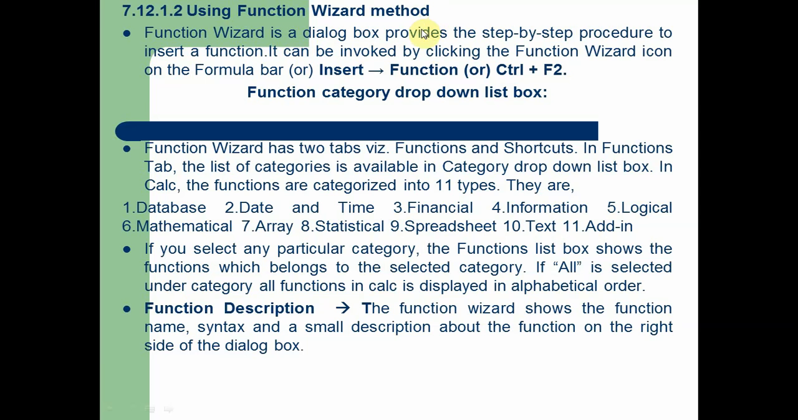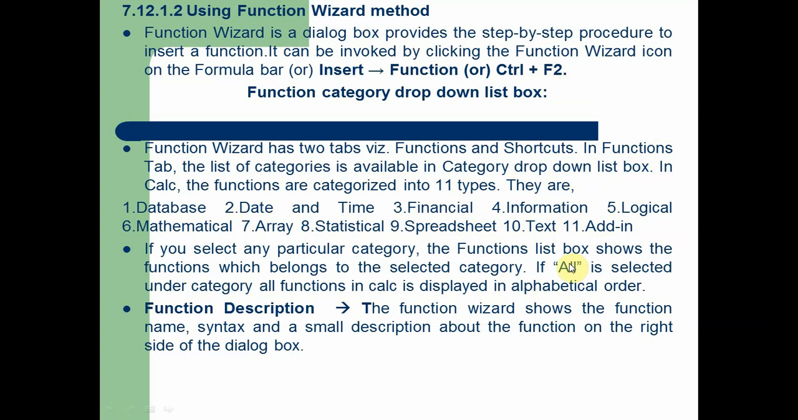One is the Insert Function method, or Control plus F2, the shortcut for inserting the function wizard. When you see the wizard, you can see two boxes. One is the function tab, and another is the list of categories available in the category drop-down list box. In Office Calc, there are 11 categories: database, date and time, financial, information, logical, mathematical, array, statistical, spreadsheet, text, and add-in.